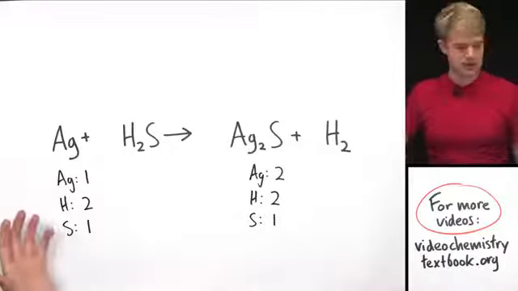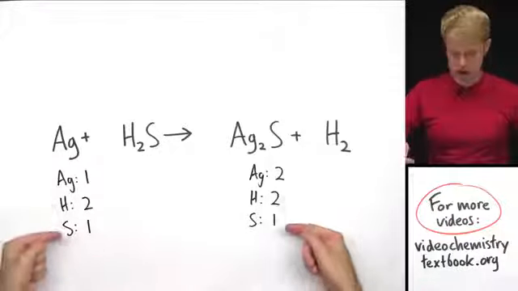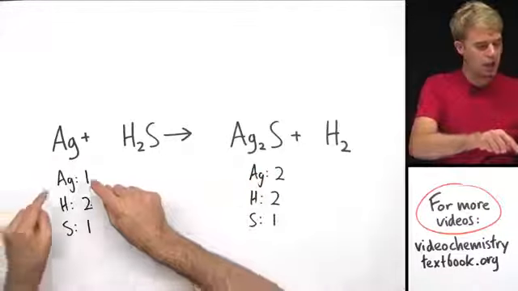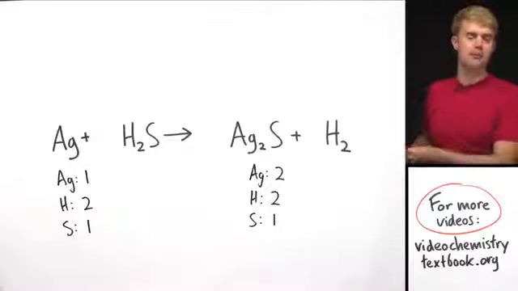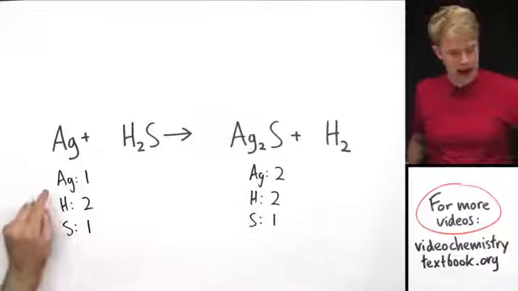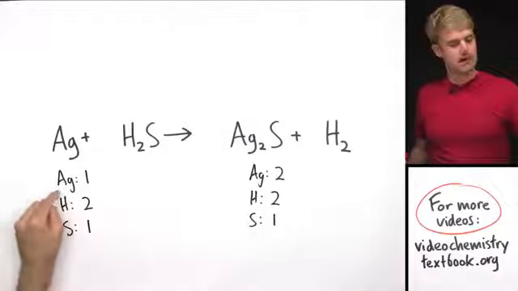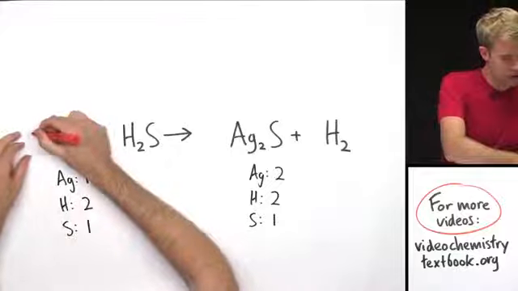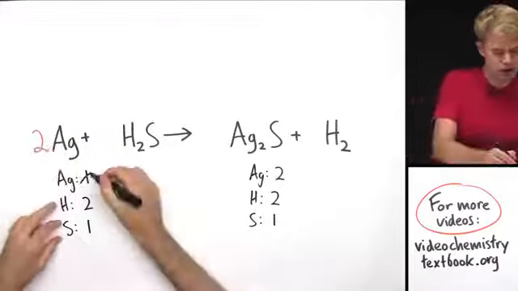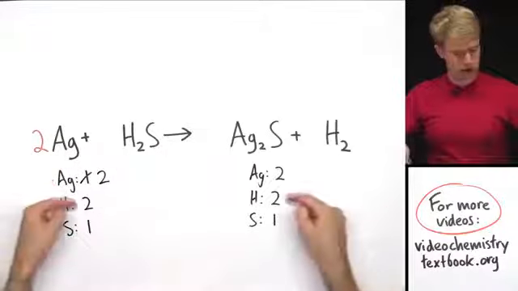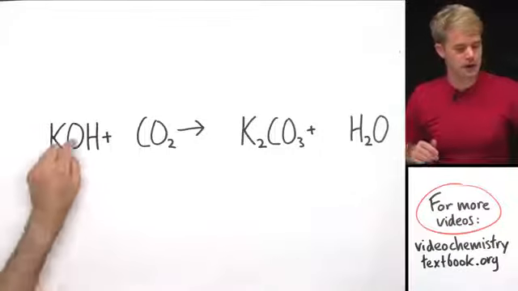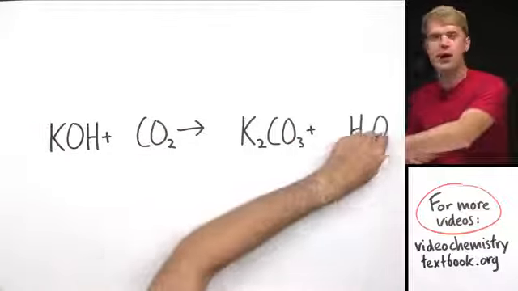Okay, what balances and what doesn't? Well, the hydrogens and sulfur both balance, but for the silver, we have 2 here and 1 here. We can fix it by adding a coefficient in front of one or more of these elements and compounds. I need more silvers on this side, and luckily, I can just put a 2 in front of this Ag. So now instead of having 1 Ag, I have 2, and now I've got 2, 2, and 1. It balances.